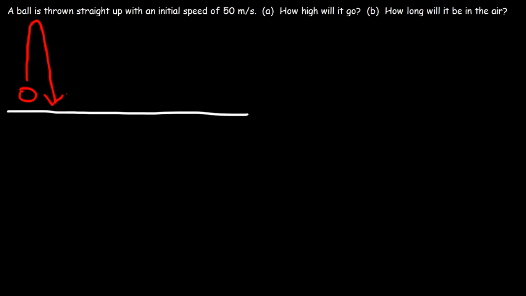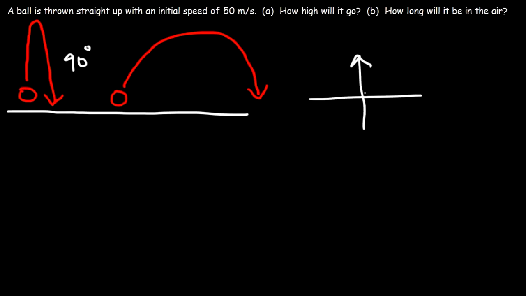A ball is thrown straight up with an initial speed of 50 meters per second. How high will it go? So it goes up and then it goes down. Now the equations that you need for this problem are the same equations that you would use for this problem. It's the same as if it's kicked at an angle, but when it goes straight up, the angle is 90 degrees. 90 degrees is the positive y-axis. So therefore, knowing that, we can calculate the height using the same equation as the last problem.